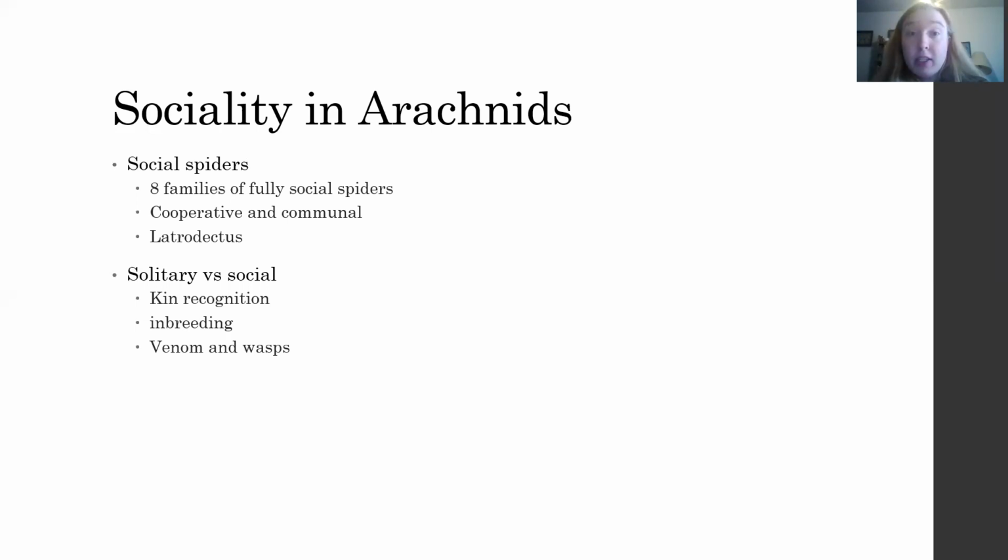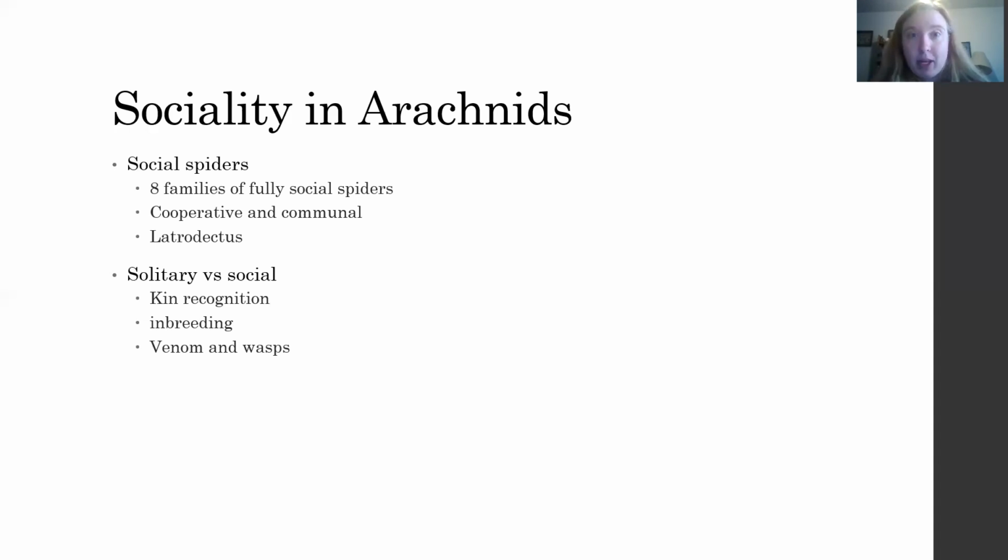One of the big differences, however, is inbreeding. We notice that social spiders are a lot more inbred than solitary spiders, likely because they primarily breed and mate within their social group and really do not interact with other social groups outside of that, which also helps with kin recognition, because all of the spiders that you're living with are related to you.